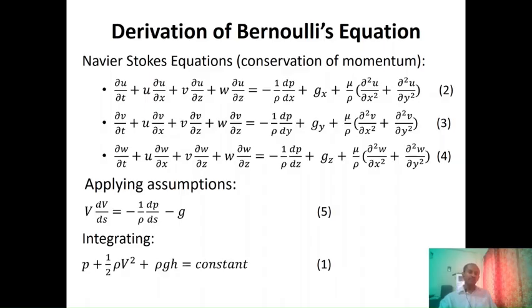Now, can you apply the four assumptions of Bernoulli's equation and obtain equation 5? When you integrate equation 5, you get Bernoulli's equation.